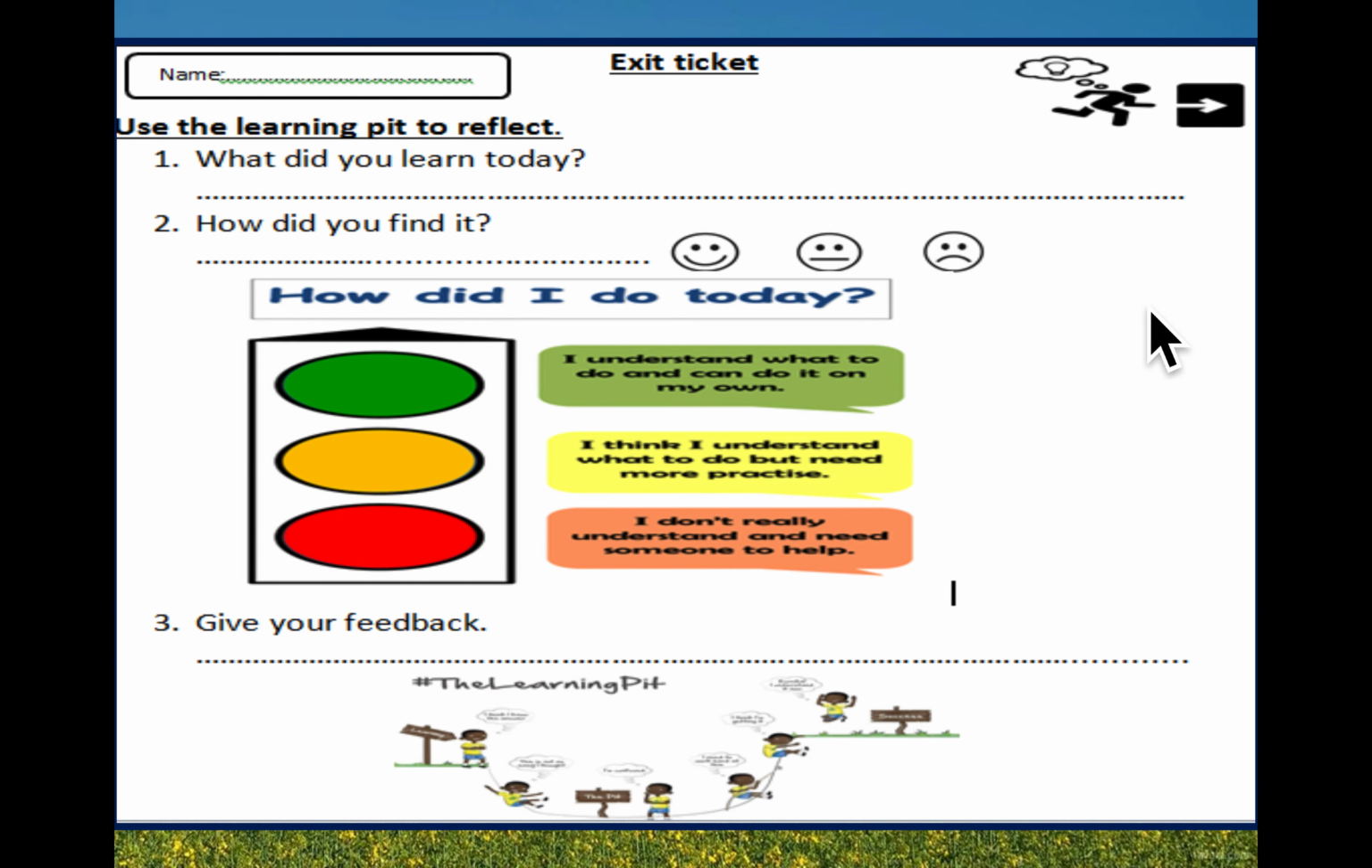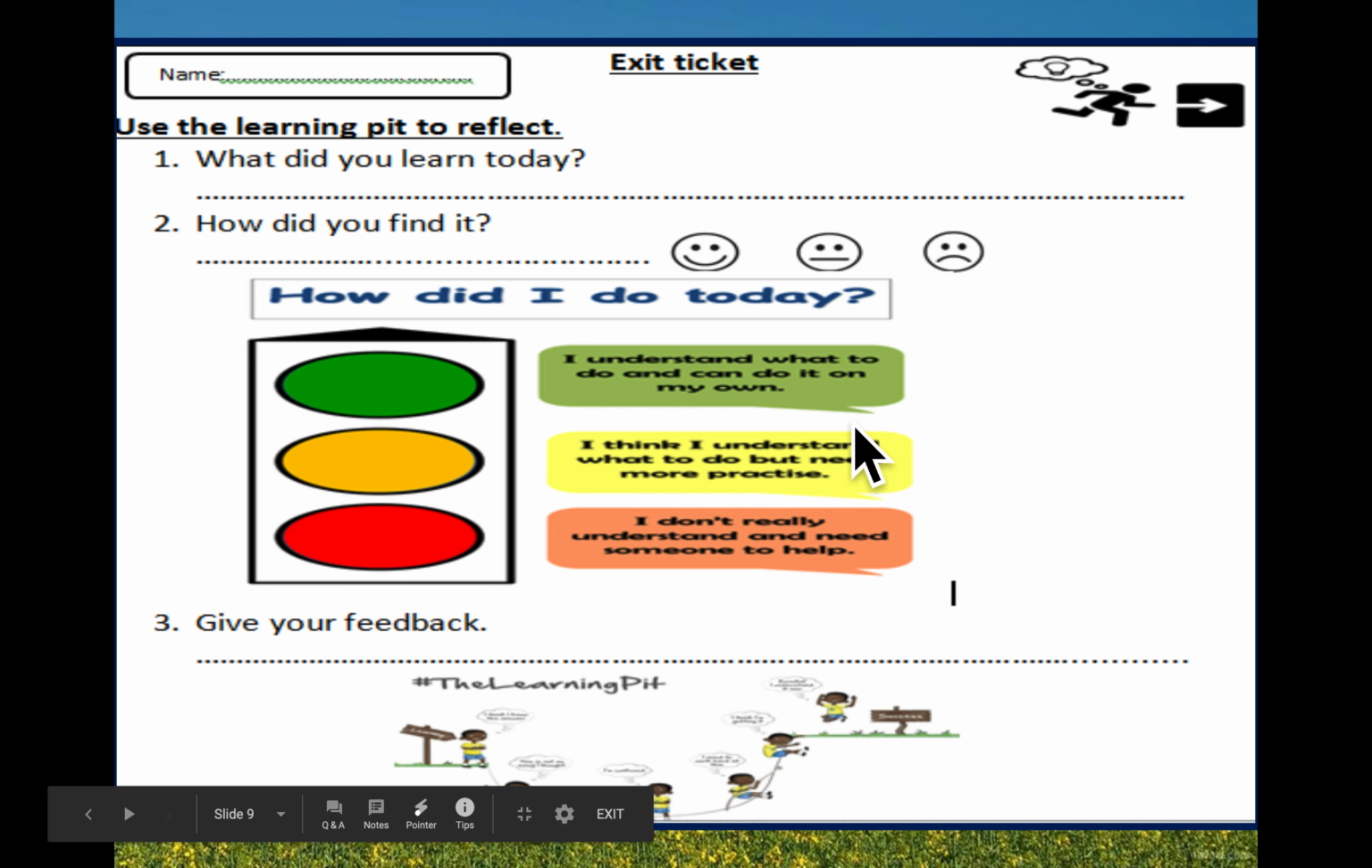At the end of the lesson, make sure you do your exit ticket and use the learning pit to reflect on your learning. Ask yourself, what did I learn today? Then how did you find it? And then you can also give your feedback.